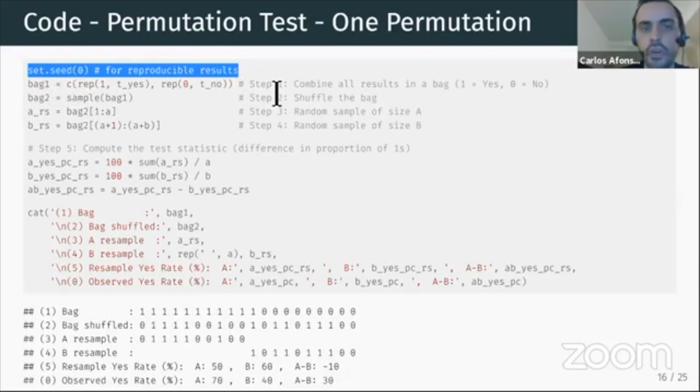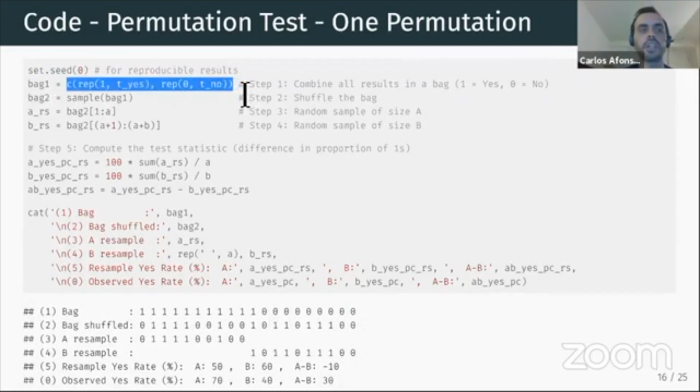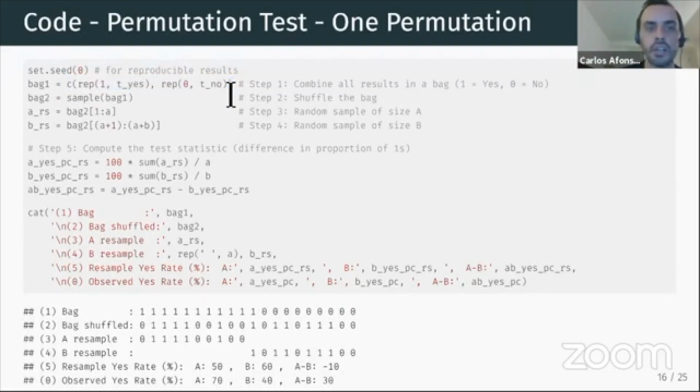So if you recall, the first step in a permutation test is to combine all the results of the A/B test, both A and B, into a single data set, kind of a bag. And we can do that by using these notations. So here we are repeating the number 1 a number of TS times. TS is the total number of yeses in both groups, and then repeating the number 0 a total number of TNO times. And TNO is the total number of no's in both groups. So bag 1 is going to be a vector of 1s and 0s, where it's going to have as many 1s as there are yeses in our data, and as many 0s as there are no's in our data. So 1 represents yes, 0 represents no.